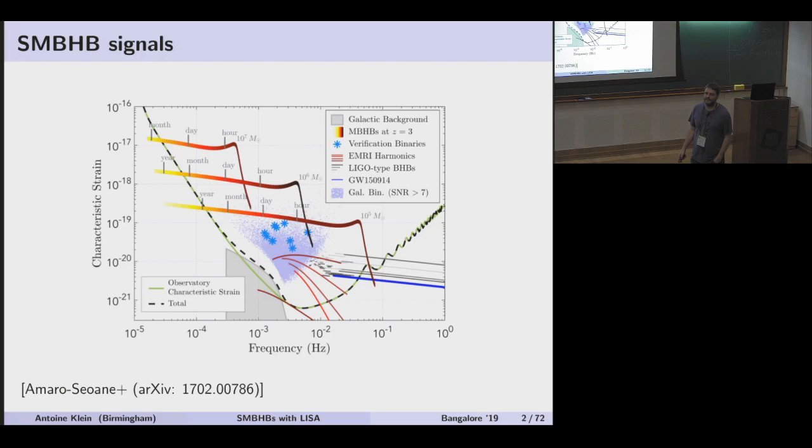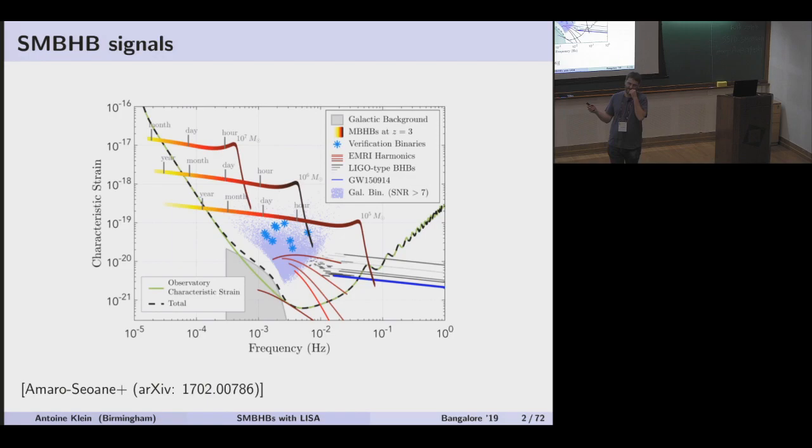The detector is made up of three satellites in orbit around the sun. The orbits are chosen in such a way that the configuration stays as close to an equilateral triangle as possible. But during the year, and you'll see in the next to next slide, the orientation of the detector changes. So the triangle rotates as it rotates around the sun, and that gives you information on the sky location of your source.